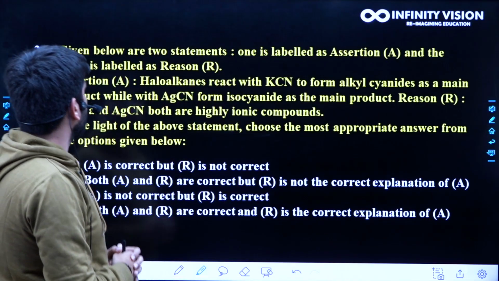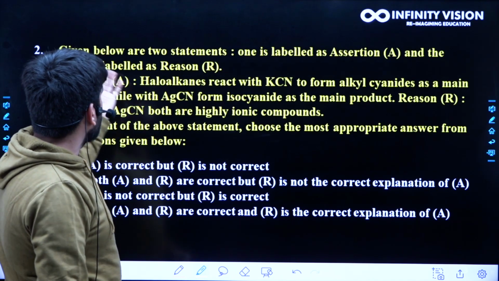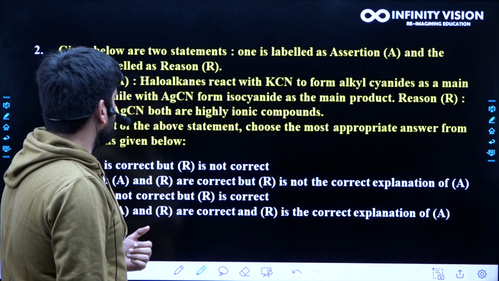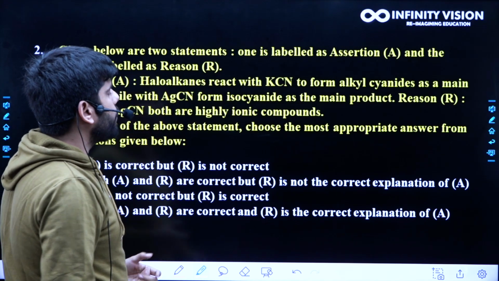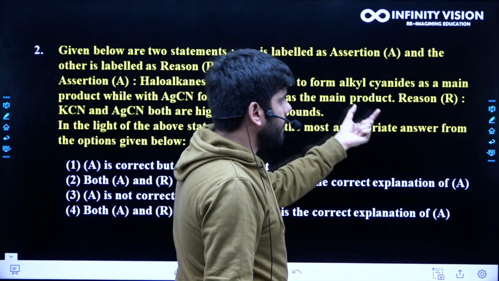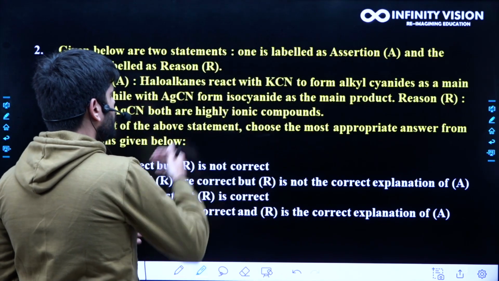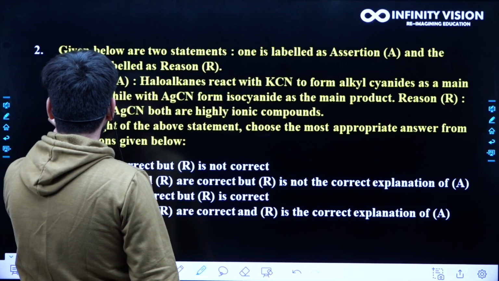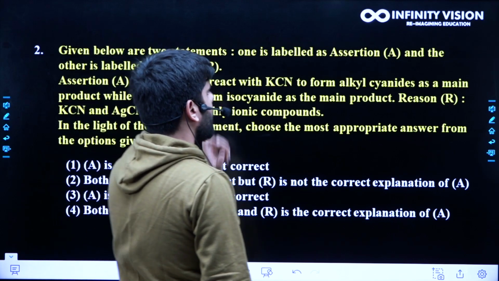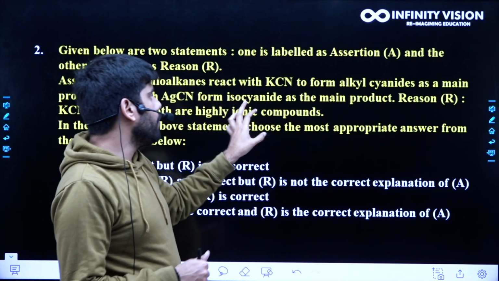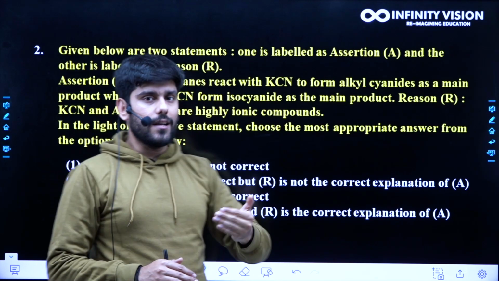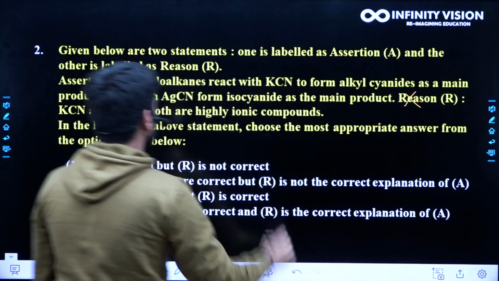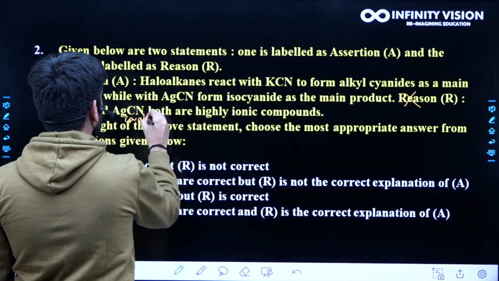Here's the next question. It is a statement type question. Given below are two statements. One is labeled as assertion and the other as reason. The assertion is haloalkanes react with KCN to form alkyl cyanides as the main product, while with AgCN they form isocyanide as the main product. The reason given is KCN and AgCN both are highly ionic compounds. First of all, we know KCN is an ionic compound and AgCN is a covalent compound. So this reason is definitely wrong, because AgCN is covalent in nature.